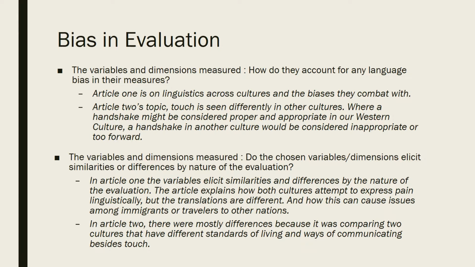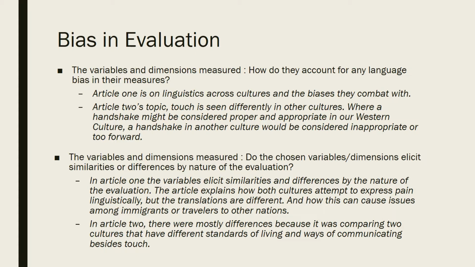Bias and evaluation. The variables and dimensions measured: how do they account for any language bias in their measurements? For Article 1, it was a linguistics paper across cultures and the biases that they combat with. Article 2's topic, touch, is seen differently in other cultures, where a handshake might be considered proper and appropriate in our Western culture, but a handshake in another culture, such as the Indian culture, would be considered inappropriate or too forward.